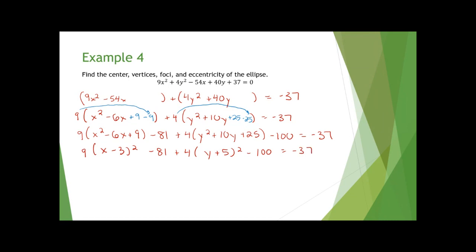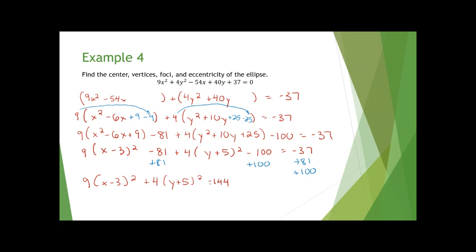Now we want to put all the constants on the other side, so I'm going to add 81 and add 100. So I get 9 times x minus 3 squared plus 4 times y plus 5 squared equals negative 37 plus 81 plus 100 gives us 144. So now we're getting closer to the form of an ellipse.